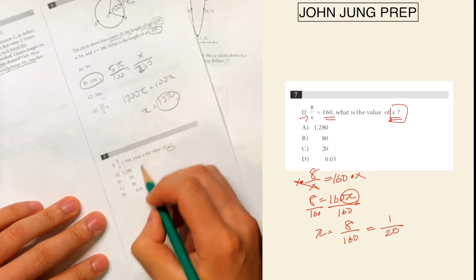Okay, just in case you guys are wondering how I got that so quickly, it's just 8 over 16 is 1 over 2, right? Because 8 times 2 is 16. But there's another 0 right there, so I just added 0 here, and I just added 0 there, and boom, 1 over 20. Okay, and we know 1 over 20 is going to be a decimal because we are dividing a 1 into 20 different pieces. So there's no way it's going to be 1280, 80, or 20. It can only be 0.05.